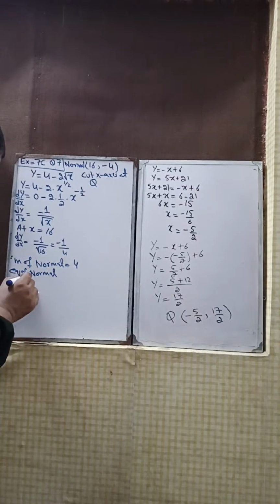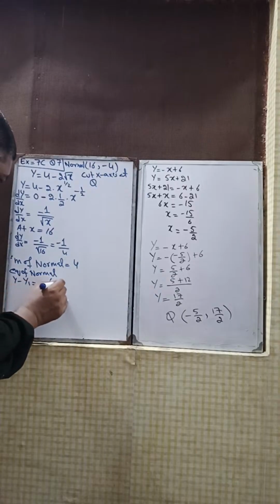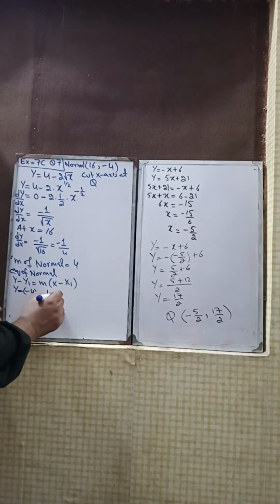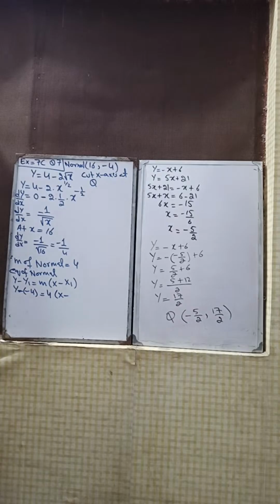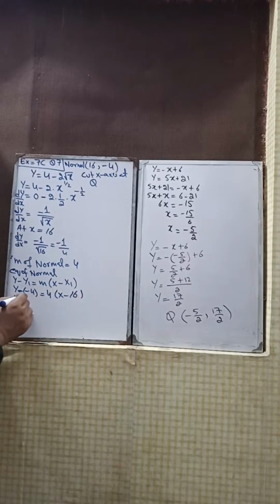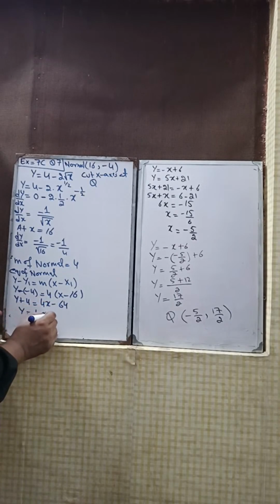The equation of the normal is y minus y1 equals m bracket x minus x1. So y minus minus 4 equals, the gradient is 4, bracket x minus 16. So this is y plus 4 equals 4x minus 64. So y will be equal to 4x, when the 4 goes over it will be minus 68. So this is the equation of the normal.